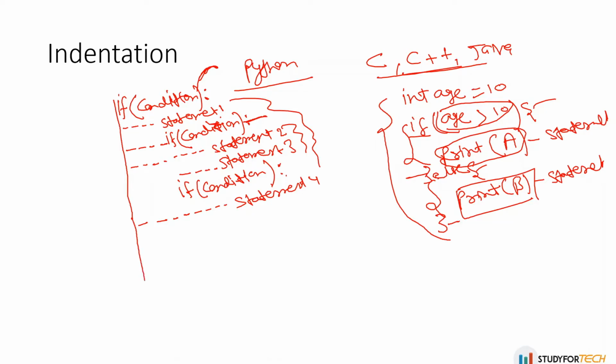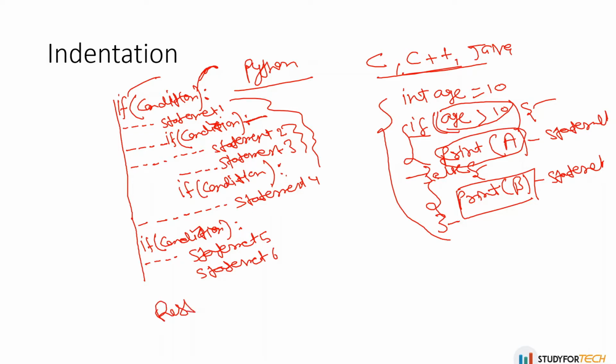And let's suppose you want to give one more if condition parallel to the topmost one. Here you have to write if condition, colon, and then again 4 spaces, statement 5, and then statement 6, and then here the rest of the code. So let's reiterate all the things I have written here.